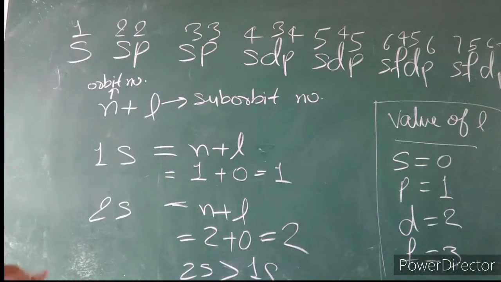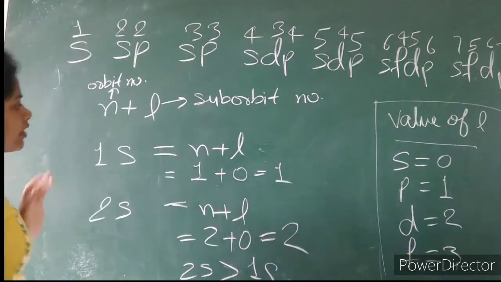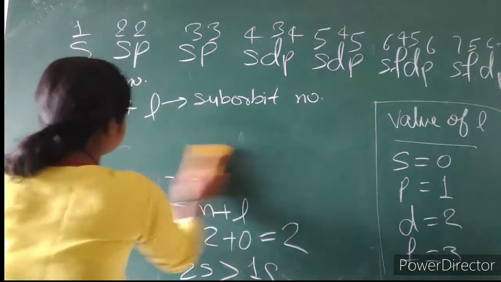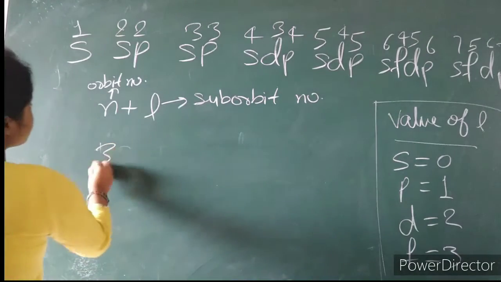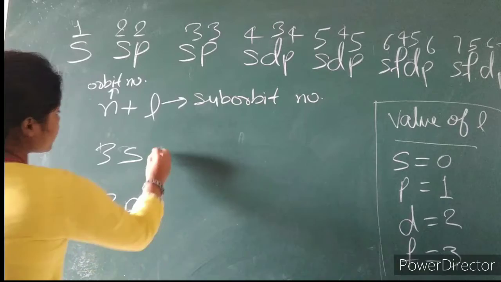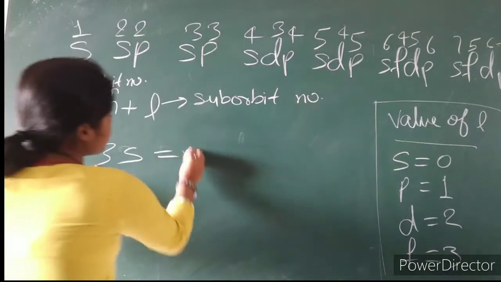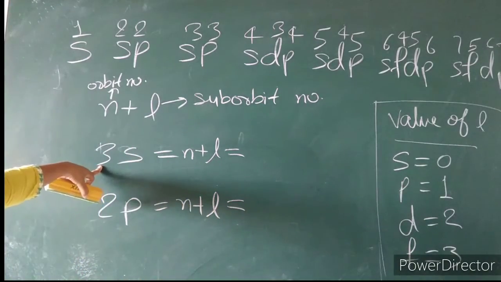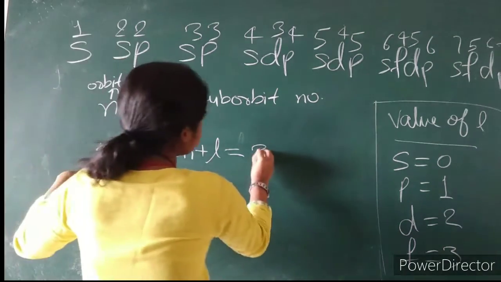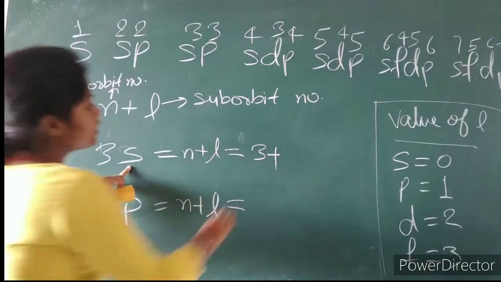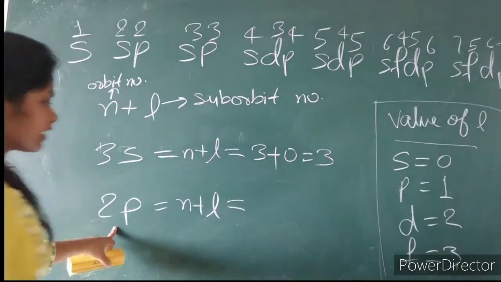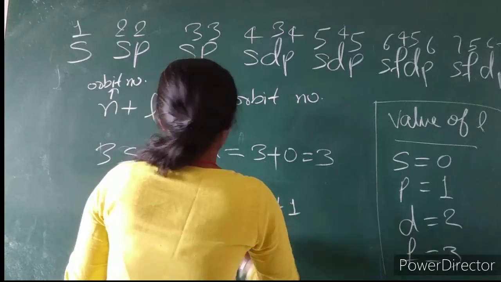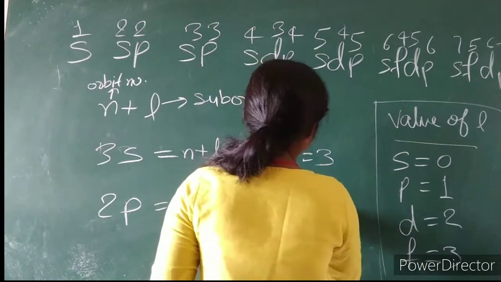Okay. Now, you may be considering, ma'am, if there will be the same value of n plus l, then what will we do? Then you can do like this, okay? I am taking here the 3s and 2p example, okay? So, for 3s, we will also consider here the n plus l value, okay? Now, for 3s, n represents the number of orbit. So, n is 3 plus s, s value is 0, so its value is 3. Now, in the case of 2p, n is 2 plus l is 1, equals 3.